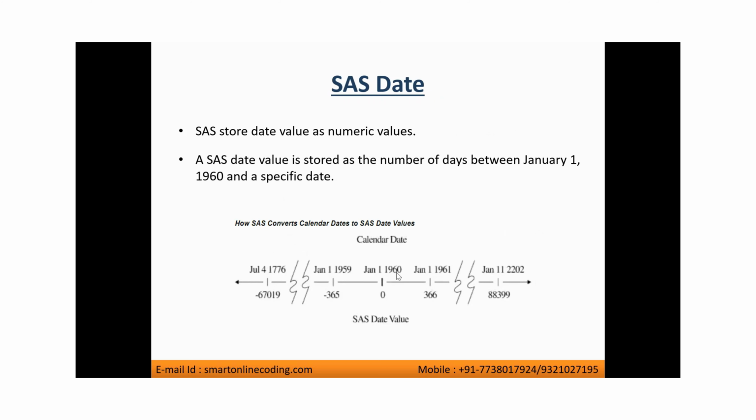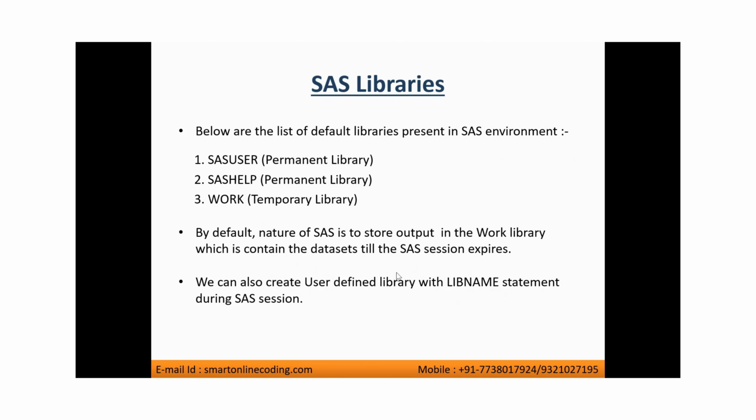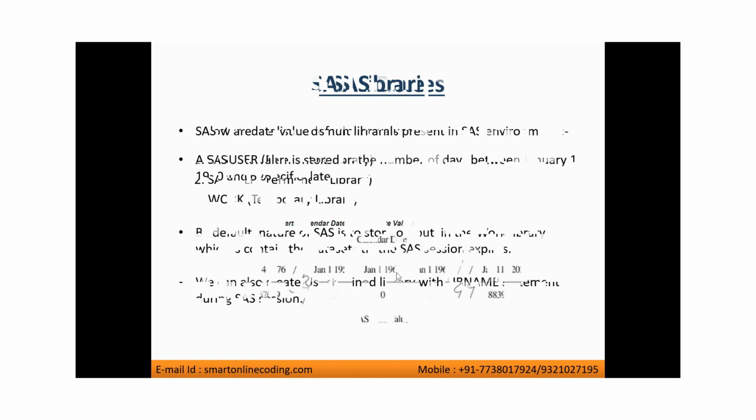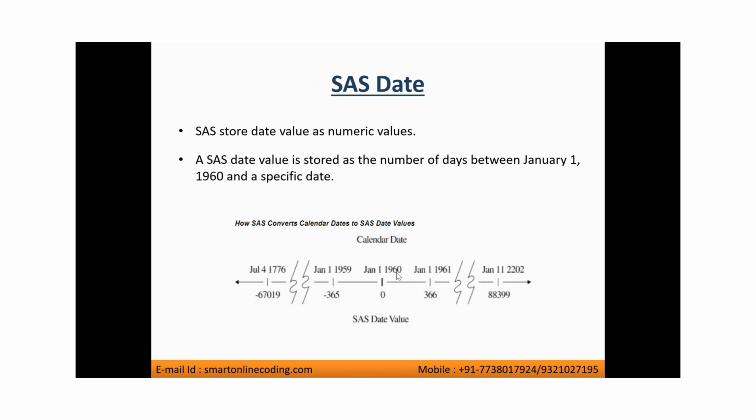Now what is SAS date? SAS date states that SAS stores the date values as numeric values. Always remember that SAS will work on the date values and it will store them in the form of numeric only, not a character. A SAS date value is stored as the number of days between January 1st, 1960.